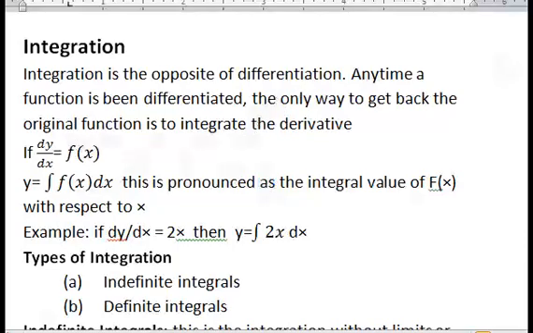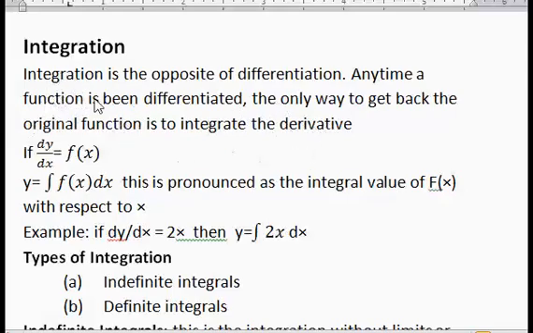Hello, welcome back. All right, so now, still on calculus, we're going to be looking at the other part of calculus, which of course is integration. I remember telling you when we introduced calculus that calculus is divided into two parts: the differential calculus and the integral calculus.